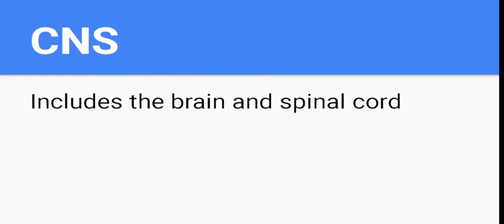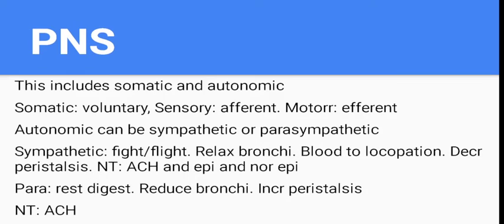The CNS is the brain and spinal cord, while the PNS is the somatic and autonomic systems. The somatic is voluntary, which can be sensory, which is afferent, and motor, which is efferent. Autonomic is the stuff you probably learned in school: sympathetic versus parasympathetic.